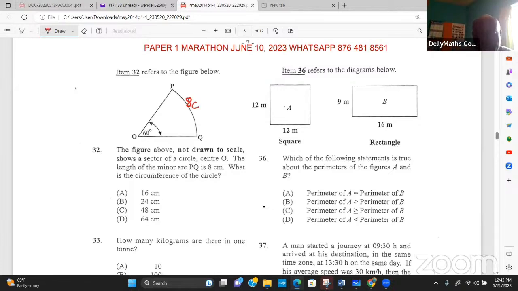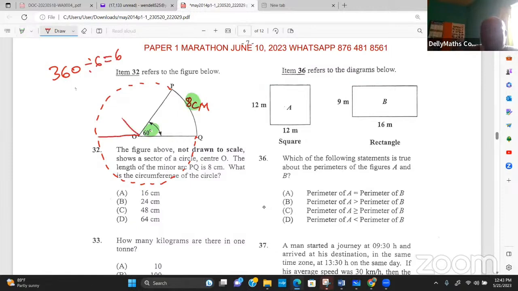8 what? Cm. What is the entire circumference? So I'm just saying, you know that this is going to go all the way around and come back here. So you want to understand that a full circle is 360. So if I can figure out how many 60s I could get out of 360, each time I get 60, it's 8, right? So you divide it by 6, you'll get 6.